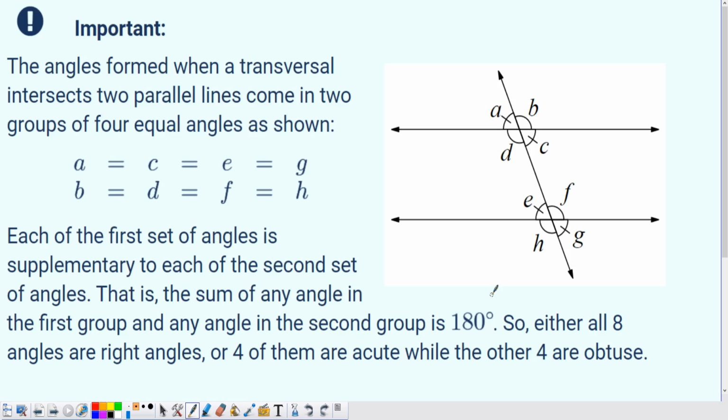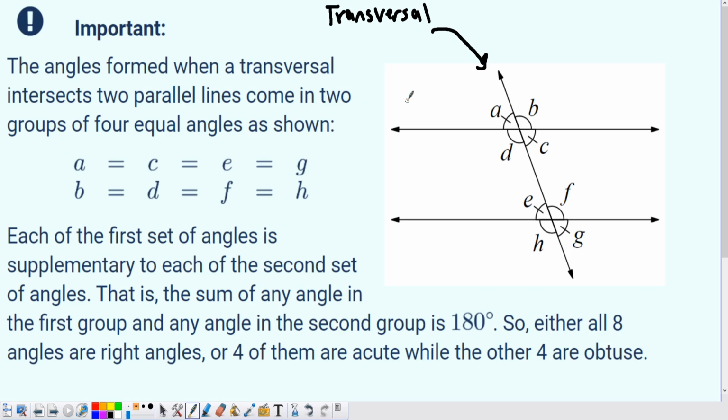Now, when it's referring to a transversal, it's referring to this line. That's your transversal. The transversal is the line that is intersecting your two parallel lines and hence creating these angles in the first place. Now, the special property that these angles have is that a lot of them are the same. For example, A is equal to C is equal to E is equal to G. B is equal to D is equal to F is equal to H.